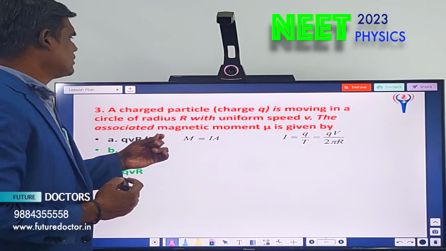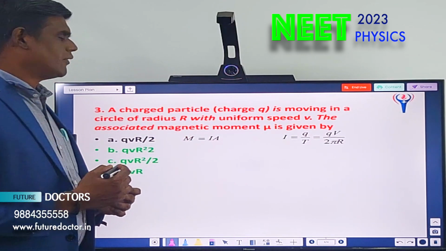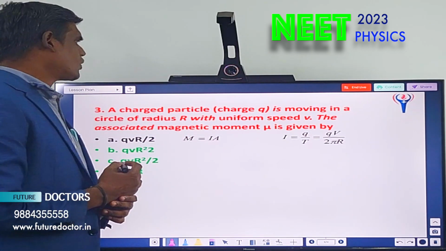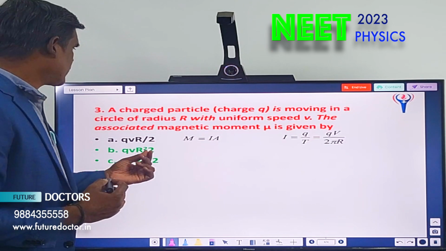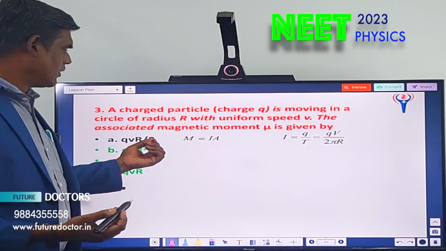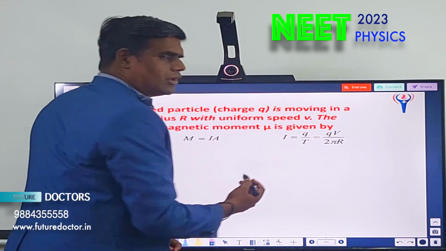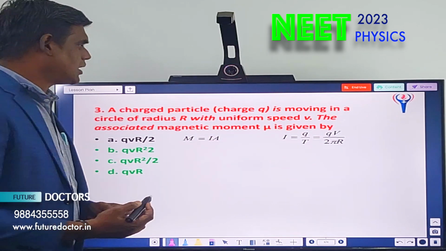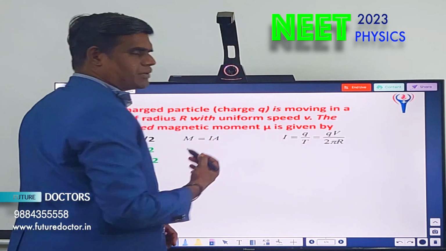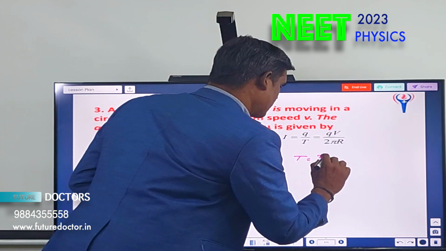A charged particle of charge Q is moving in a circle of radius capital R with uniform speed small v. The associated magnetic moment mu is given by dash. Magnetic moment M equal to NIA, same formula as previous. Here number of turns is not given, so M equal to I into A. And we know the formula for current, I equal to rate of flow of charge, I equal to Q by T, and this T is time period.